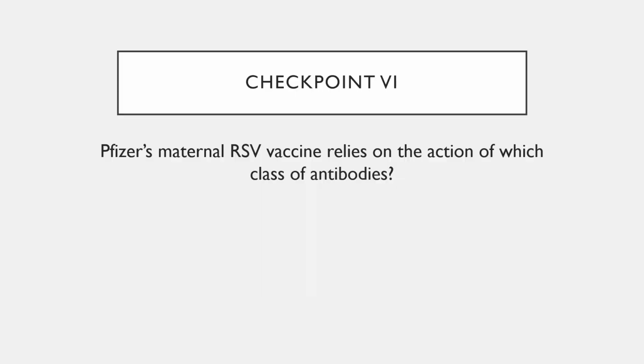And a checkpoint related to this vaccine: the Pfizer maternal RSV vaccine relies on the action of which class of antibodies that we learned about back in chapters 17 and 18 on the immune system?